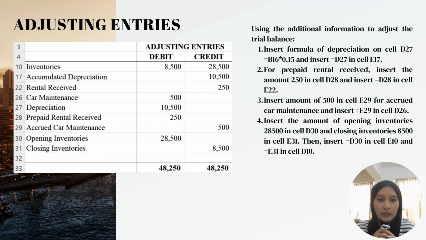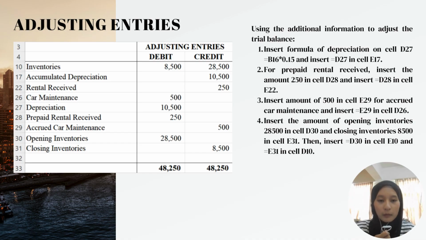Using the additional information to adjust the trial balance, first insert the formula of depreciation in cell D27, equal to B16 times 0.15, and insert equal to D27 in cell E17. For prepaid rental receipt, insert the amount of 250 in cell D28 and insert equal to D28 in cell E22. Third, insert the amount of 500 in cell E29 for accrued car maintenance and insert equal to E29 in cell D26.